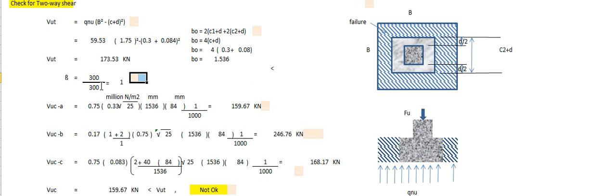Beta is calculated as per code as the ratio of long side of column to short side of column. The shear capacity equation in the code is 0.75 times 0.33 square root of 25 times 1536 times 84 times 1 over 1000 to convert to the same unit at the other side of the equation, equal to 159.67 kilonewton.